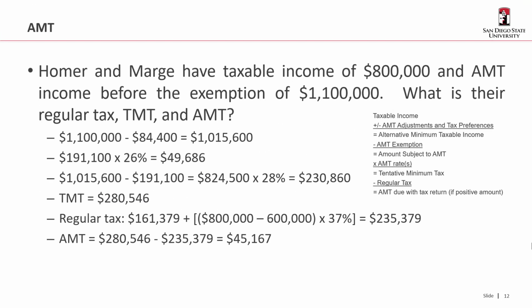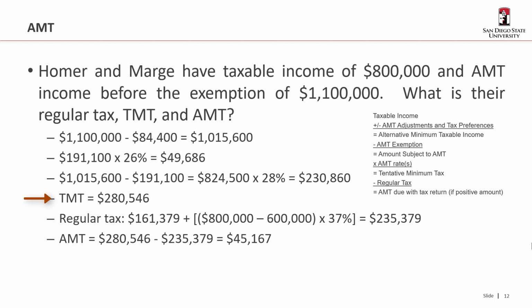All right, let's take it to the next step. Let's assume Homer and Marge have taxable income of $800,000 and AMT income before the exemption of $1.1 million. What is their regular tax, TMT, and AMT? So we would calculate the amount subject to AMT just like we did on the previous slide. That's $1,015,600. So we know that the first 191.1 is taxed at 26%. So we get that amount. And then the additional amount above 191.1, or 824.5, is taxed at 28%.